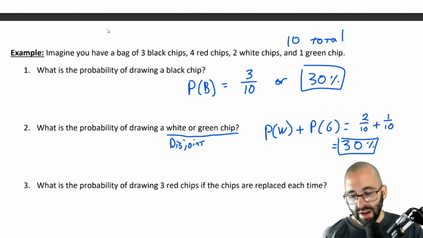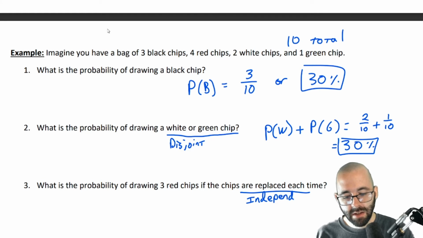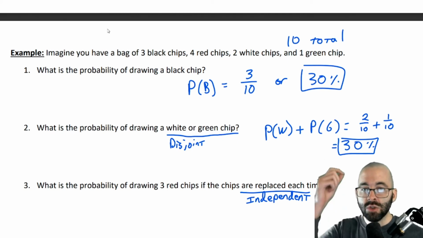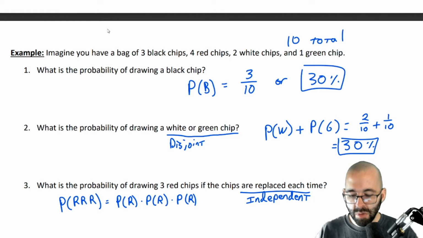What's the probability of drawing 3 red chips if they're replaced each time? That means these are independent. If they weren't replaced, then each draw would be different. But because they are replaced, each draw is the same. The probability of red and then red and then red again is just the probability of each event multiplied by itself. Or the probability of red cubed, which is 4 out of 10, or 2/5.